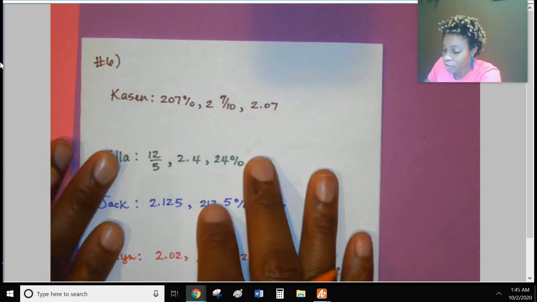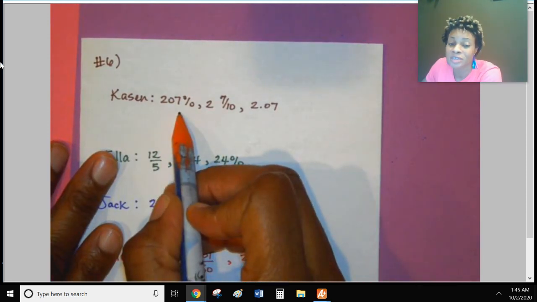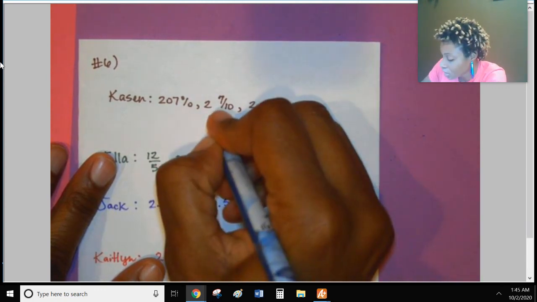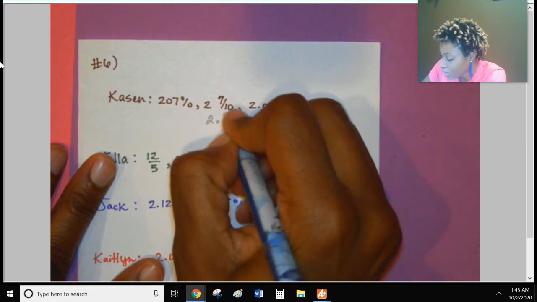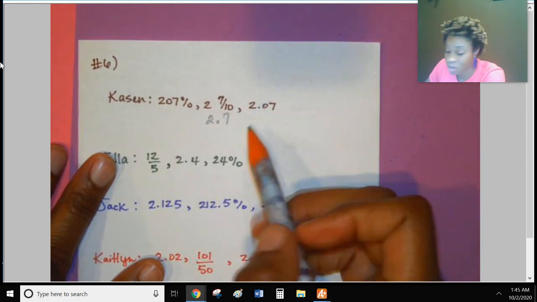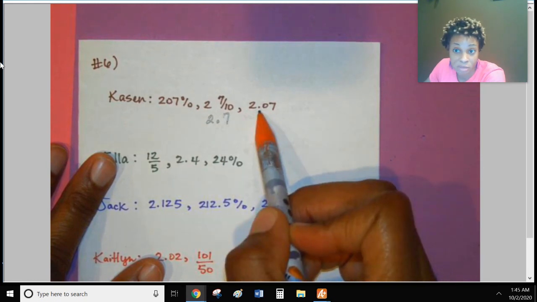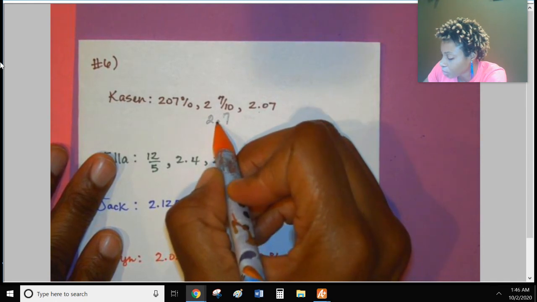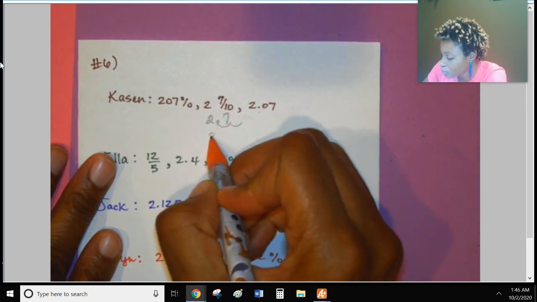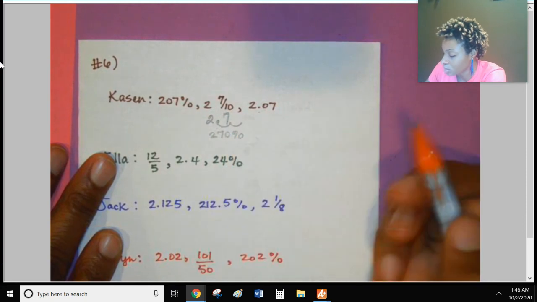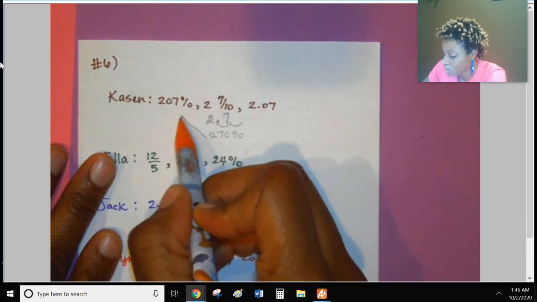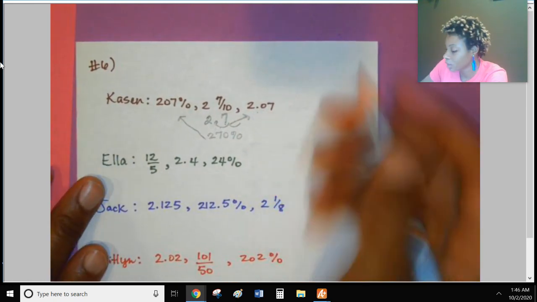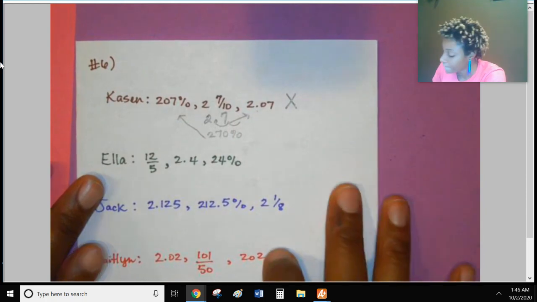So the first one says 207%. It says 2 7/10, 2 7/100. So off the bat, I know that this translates to 2 and 7 in the tens place. These do not match. They are not the same, okay? And then if I took this and I made it a percent, 1, 2, this will be 270%. So this doesn't match that, and this doesn't match that. So Kaysen did not do his work correctly. So bomb on Kaysen. Let's see Ella.